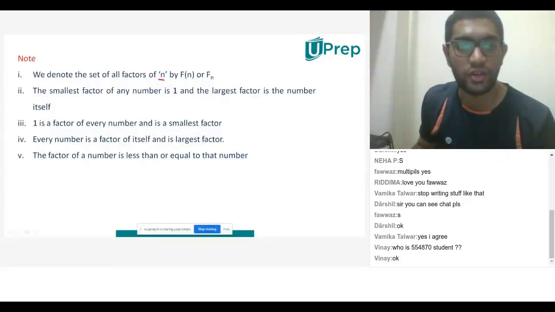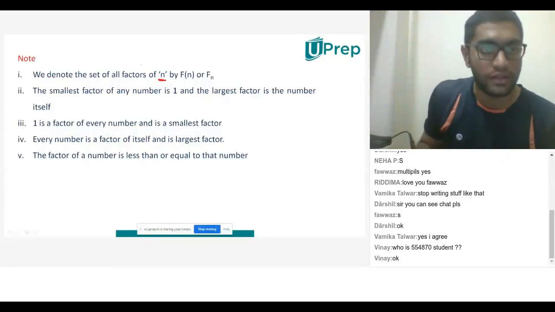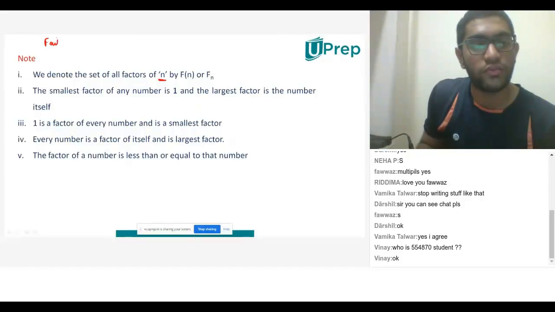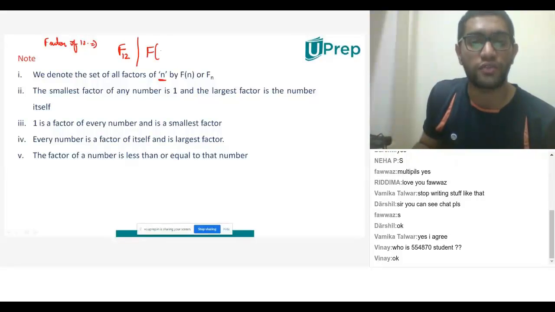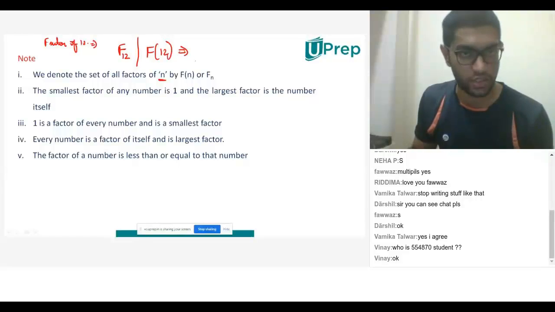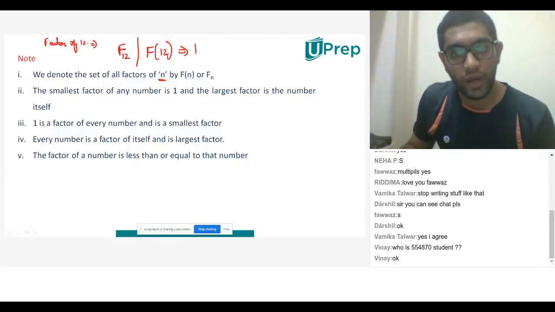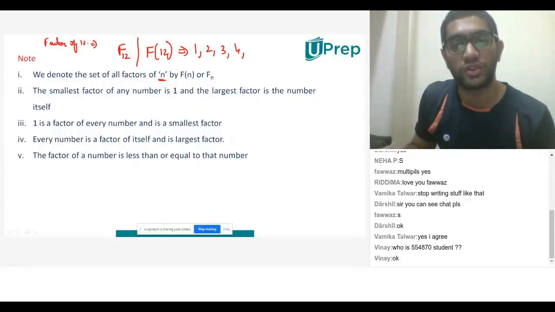N stands basically for the number, as in f of n. That means if I ask you what are the factors of 12, guys, you just write f of 12. It is just representation. Okay. So what are the factors? We get 1, 2, 3, 4, 6.